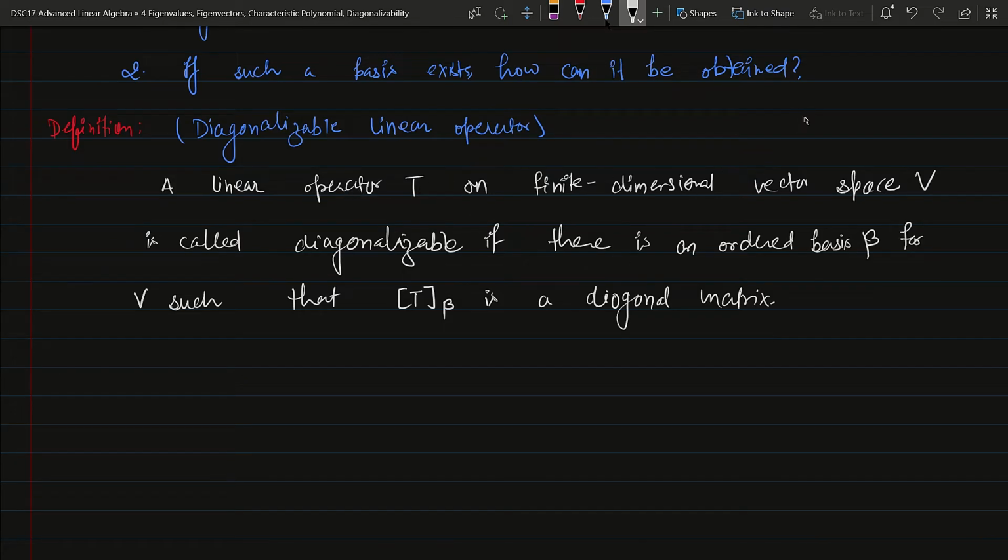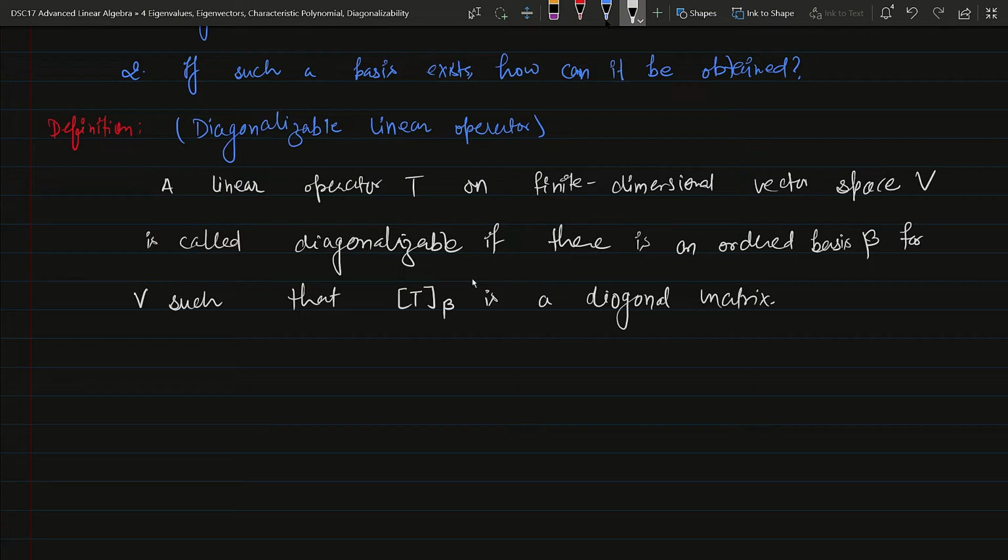Suppose we have a linear operator T. Once we have a linear operator, we can find its matrix representation. If that matrix is diagonal, then we say that the linear operator T is diagonalizable. So we need to identify whether its matrix representation is a diagonal matrix or not. If so, the linear operator is diagonalizable, otherwise not.